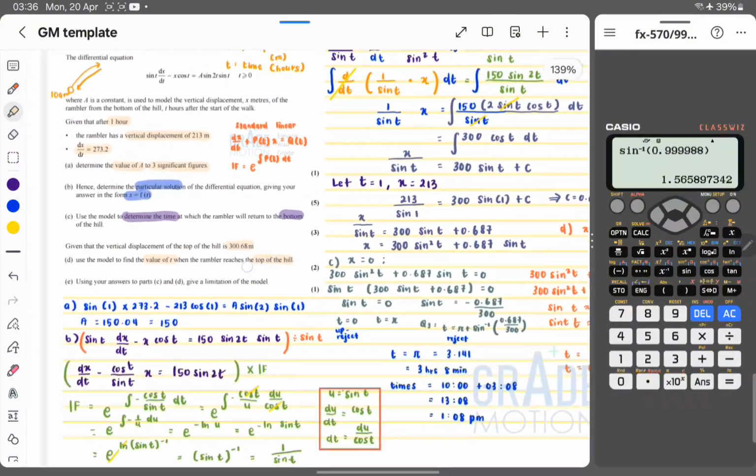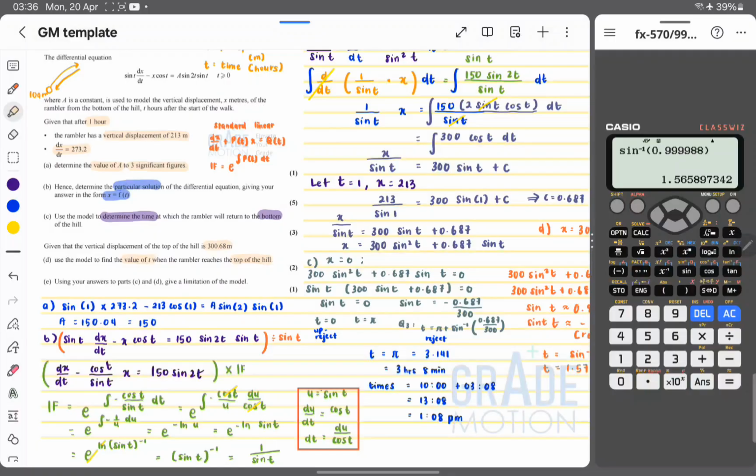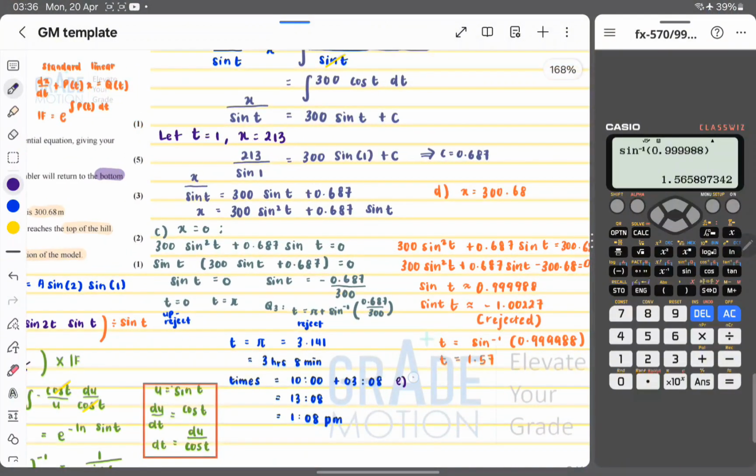Let's take a look at the last answer. Using your answers to part C and D, give a limitation to the model. So this model assumes that the time taken to go up and down are the same. In reality, it will be different.